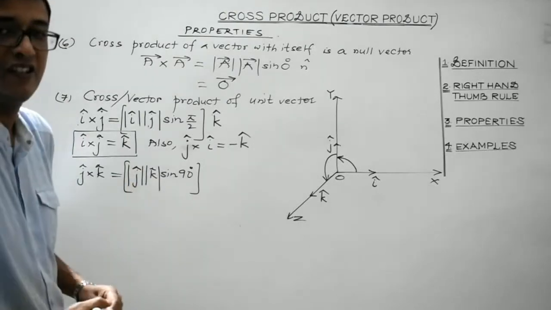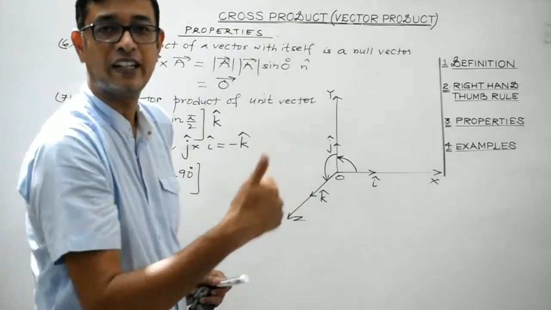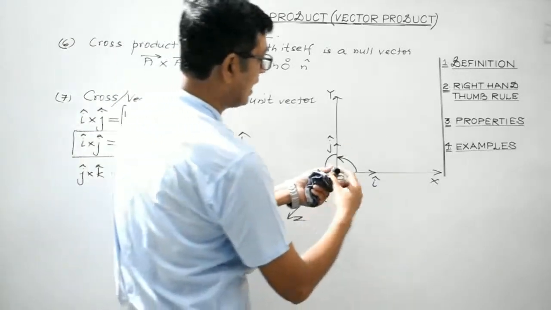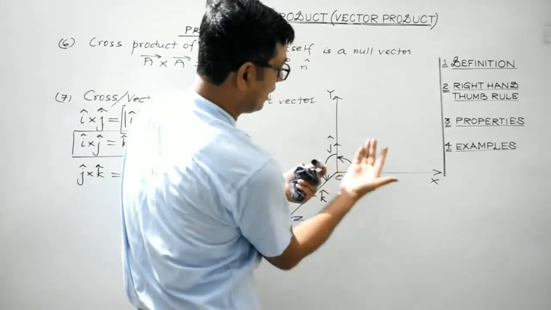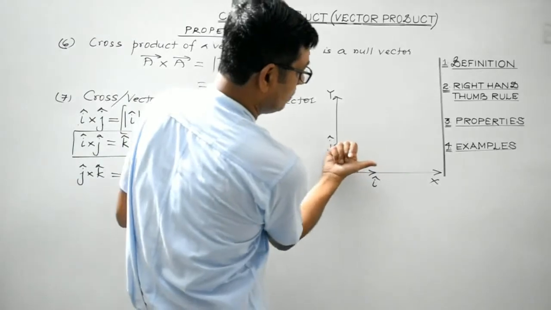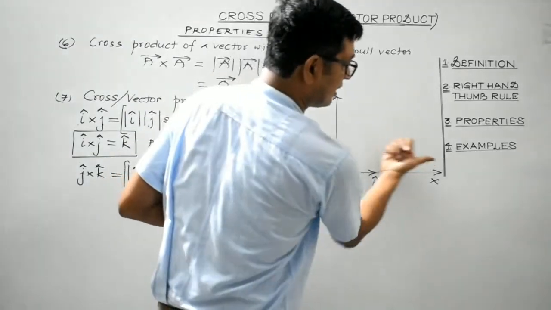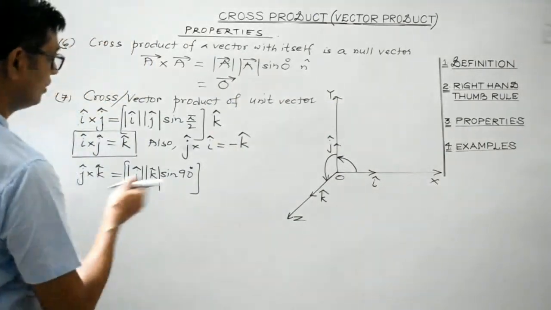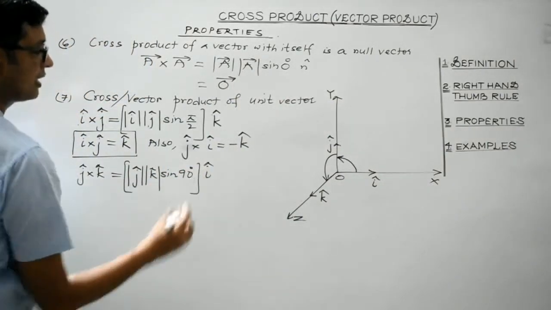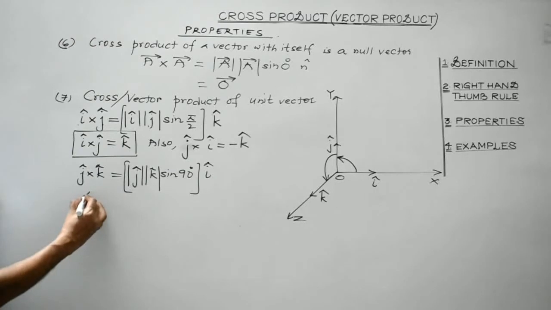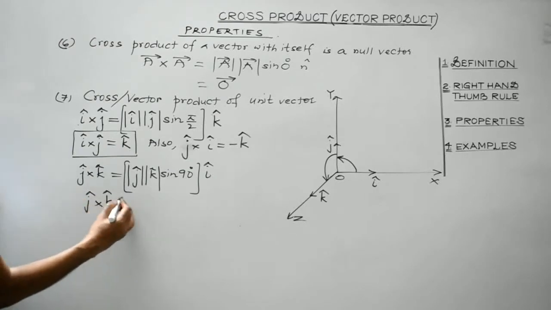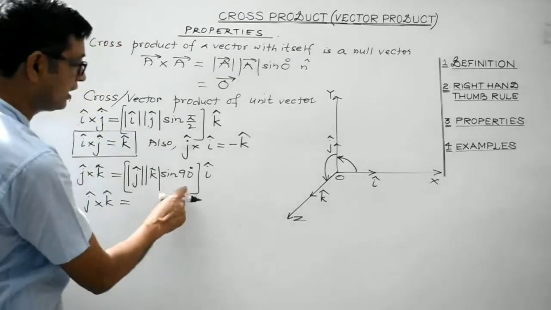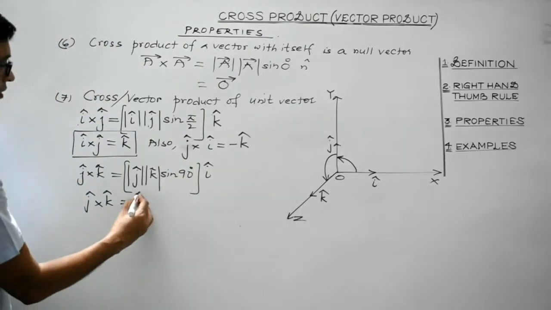And for direction, again we'll make use of the right hand thumb rule. Look friends, this is k cap and the angle is oriented from j cap to k cap like this. So the thumb is pointing towards the x axis, whose direction is represented by i cap. So therefore it will be i cap over here. So what you get is j cap cross k cap equal to the magnitude of unit vectors, which is 1, times sine 90, which is 1, so we are left with i cap.